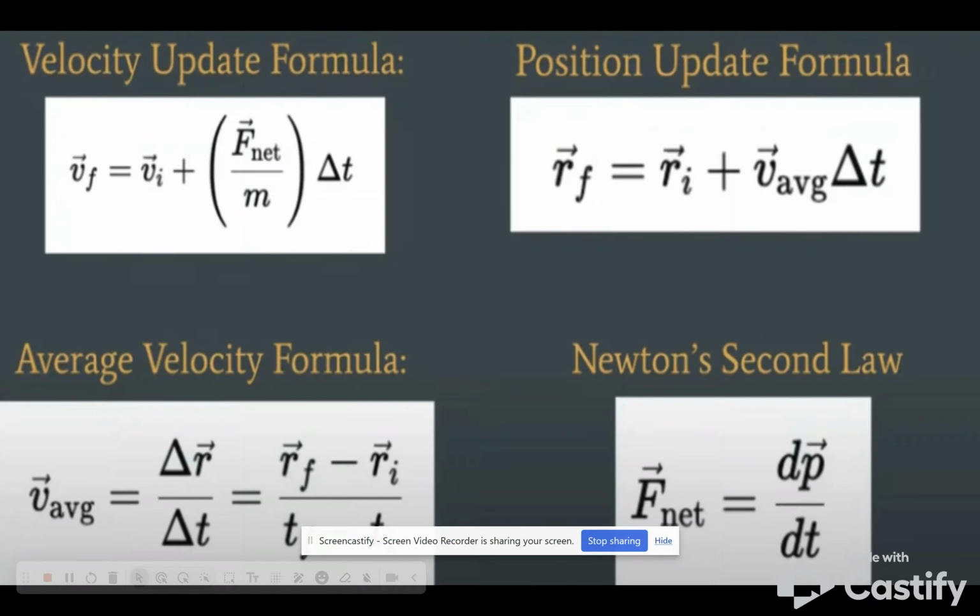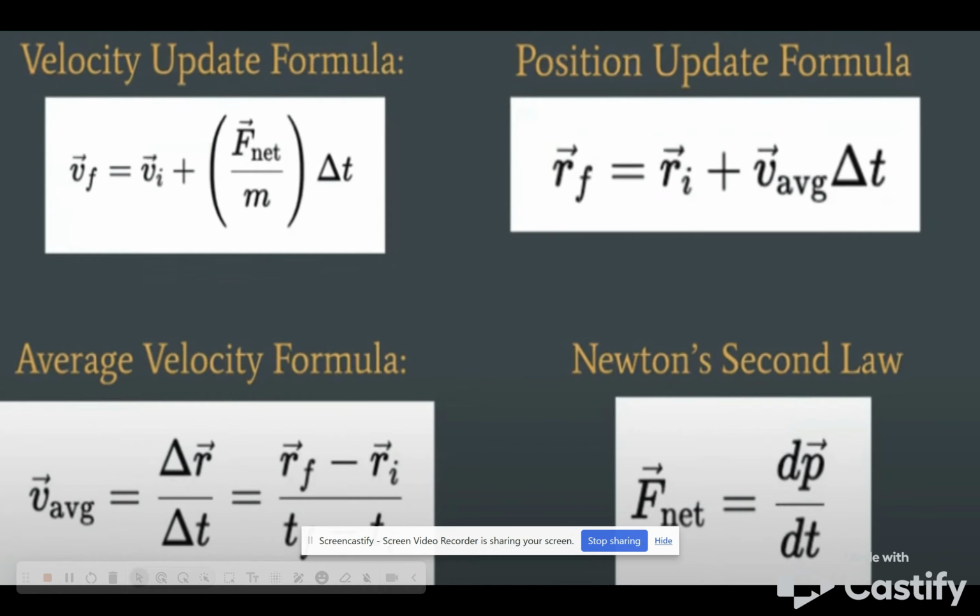There will be some necessary equations that should be known for this experiment, which is the velocity update formula, which is velocity final is equal to the initial velocity plus the net force over the mass times the change in time. This equation is being used for this experiment because the net force acting on this system is 0, so the velocity will not be able to change under those rules.